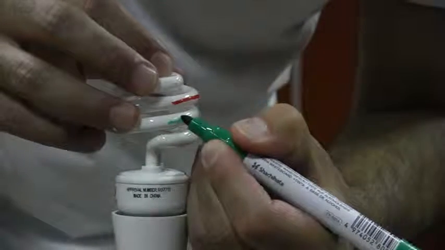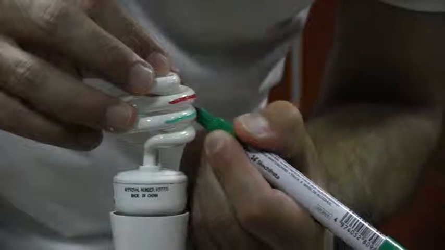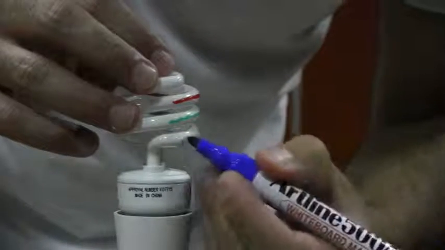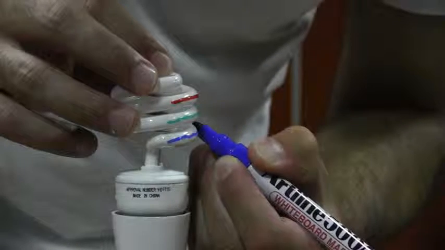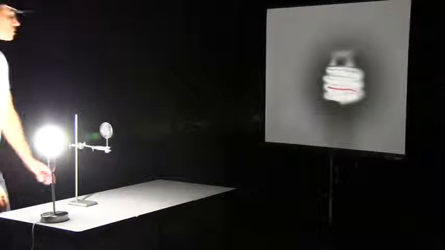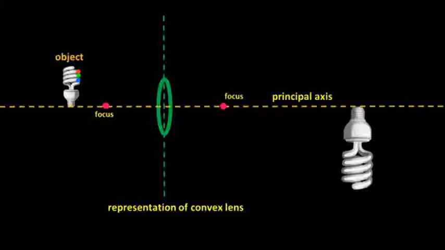However, just to show you that it's not just the top of the object from which light rays are coming, let's mark the light globe with 3 different colours: red near the top, green in the middle, and blue on the bottom. An upside-down image appears on the screen, with the red, green, and blue light all hitting the screen in a specific location. When the light hits the screen, it reflects off the screen into our eyes, and we can see it. We can draw ray diagrams to follow the path of the different colours individually.